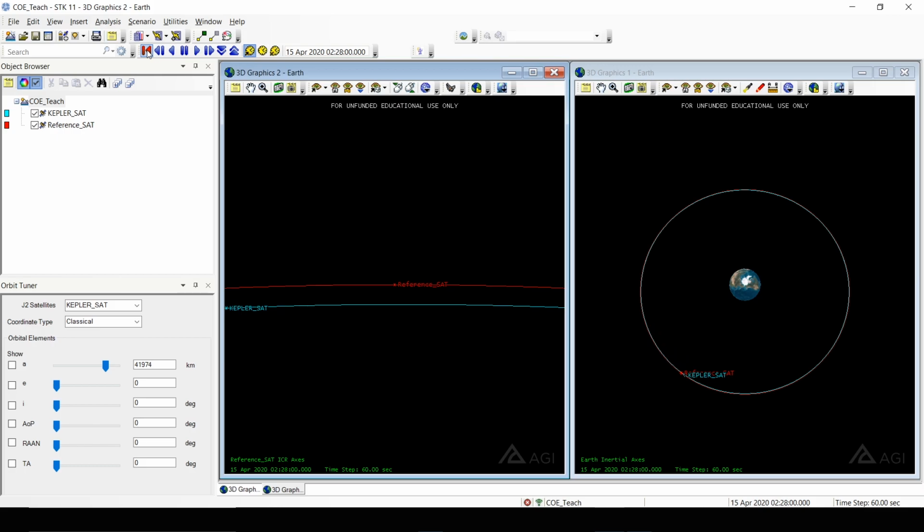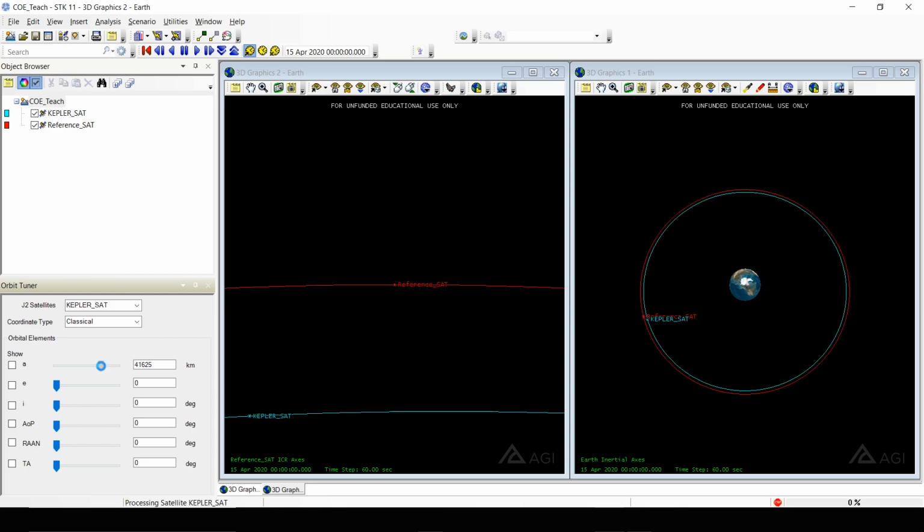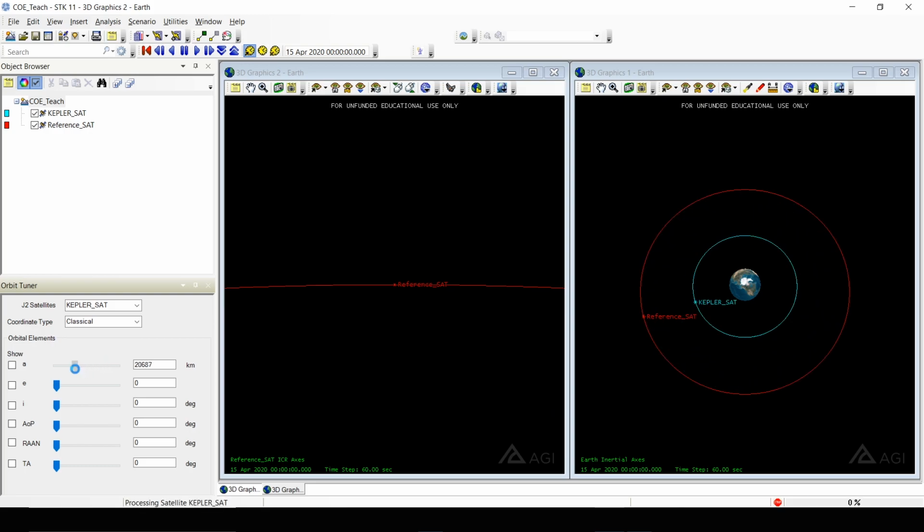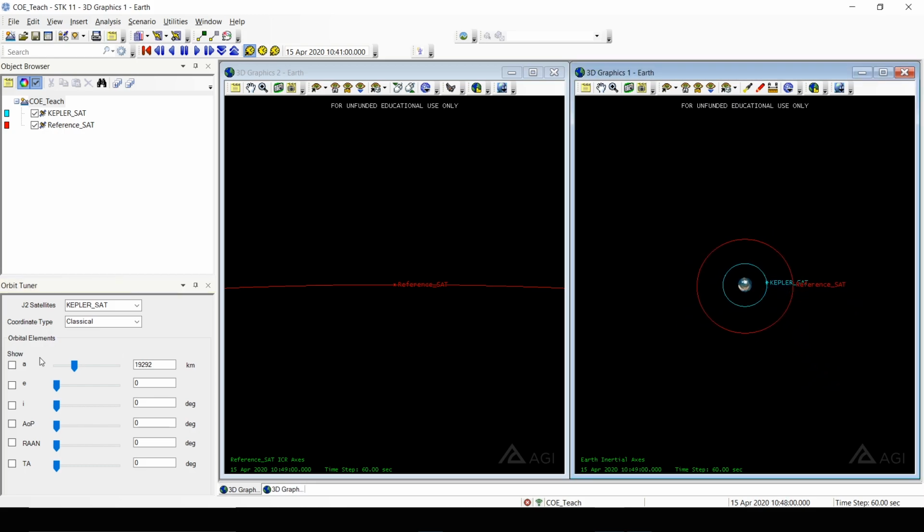Now, in terms of how this impacts your relative motion, the closer you are to the Earth, the faster you orbit around the Earth in terms of your orbital velocity. It's just that impact between your orbital period and your orbital altitude. So as you can see, as Kepler satellite goes very close to the Earth, it's moving around the Earth more times in a single reference satellite revolution. And then as Kepler satellite's orbit grows beyond reference satellite, now it's moving slower.